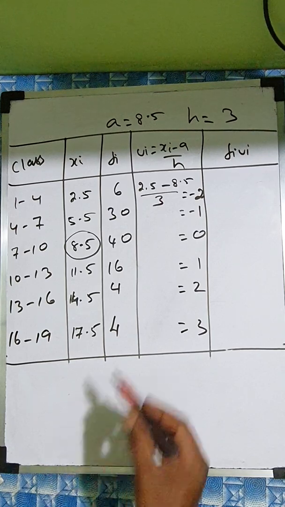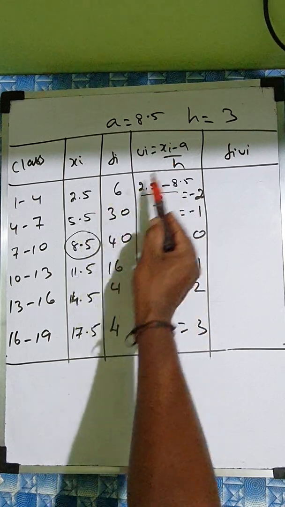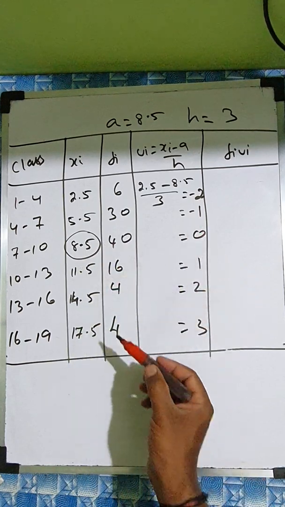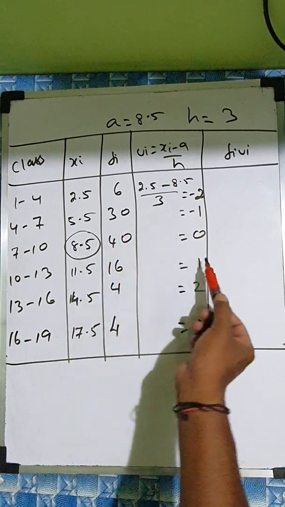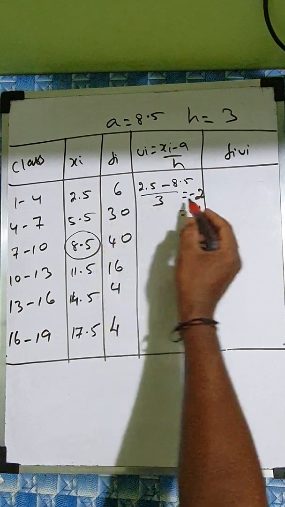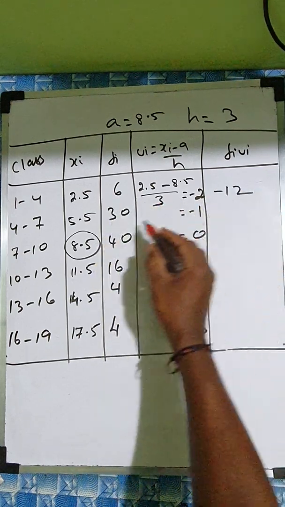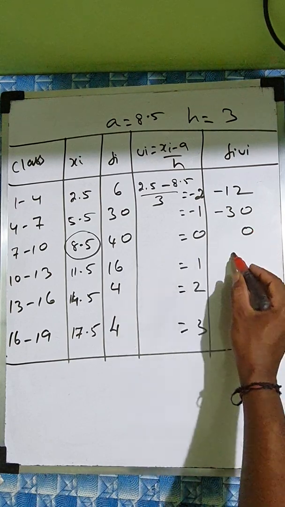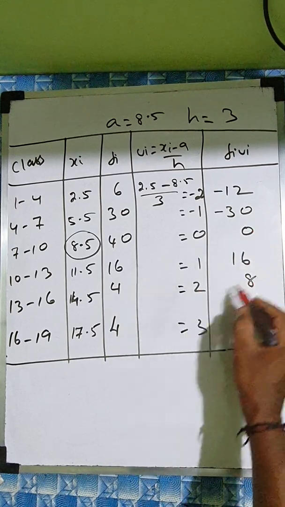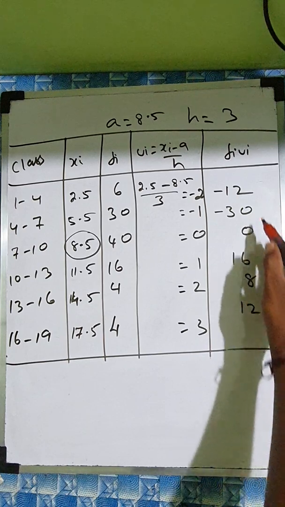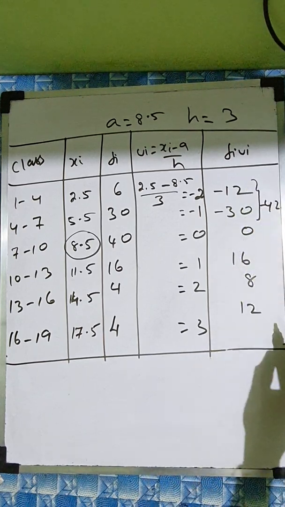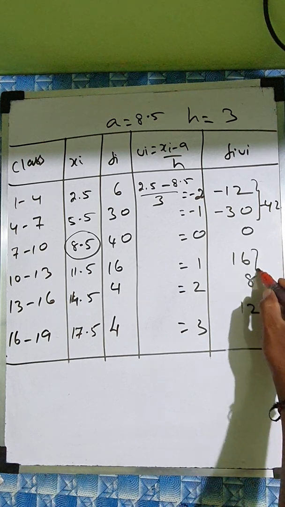Okay, if you just take it out actually, 5.5 minus 8.5 is minus 3, and 3 by 3 is minus 1. And here 8.5 minus 8.5 is 0, and this 0 will come straight. Now we'll multiply. 6 2s are minus 12, 30 1s are minus 30, 4 0s are 0, 16 1s are 16, 4 2s are 8, 4 3s are 12. Okay, so add these two numbers, it will be minus 42, and add these 3 numbers.